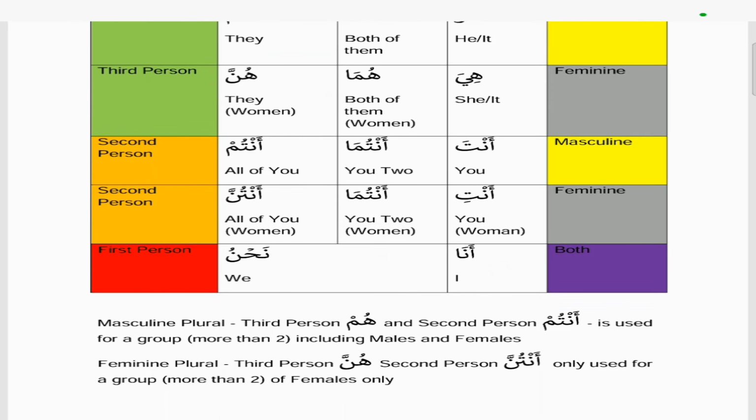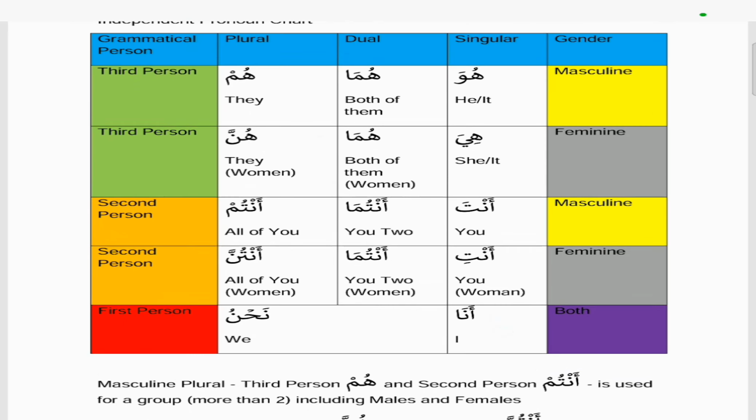And it's the same thing for antum, antunna, and antum. The same rule applies: when you say "all of you," which is antum, if it's just men, then you can say antum. And if it's just women, then you say antunna. But if it's a mixture of men and women that you're talking to, then you can just say antum. You use the masculine version.